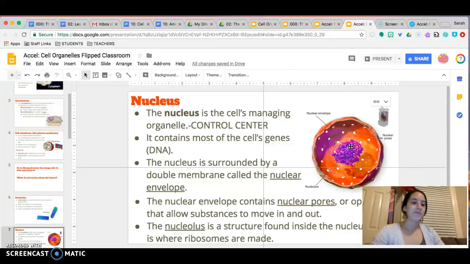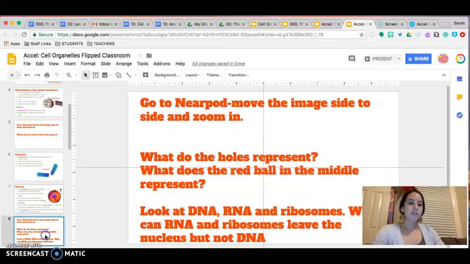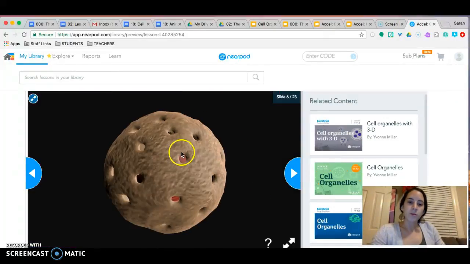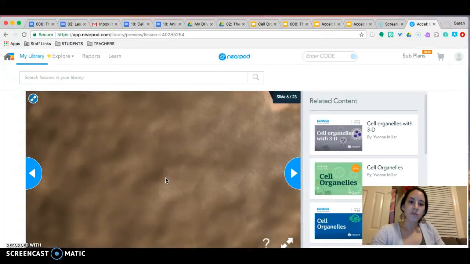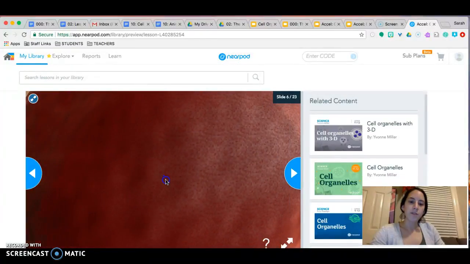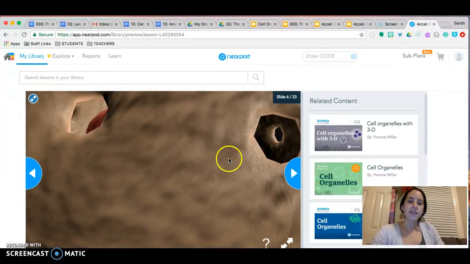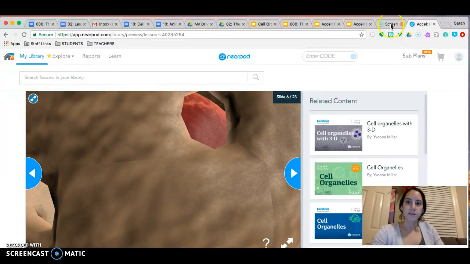So it's very important. You're now going to go ahead to that Nearpod again, and you're going to see a 3D image of a nucleus, which is pretty cool. Make sure you're looking at it, and I want you to let me know what the holes represent. So what do these holes represent? And if you zoom in, there's a red ball in the middle of it. I want you to try and figure out what exactly that red ball represents.